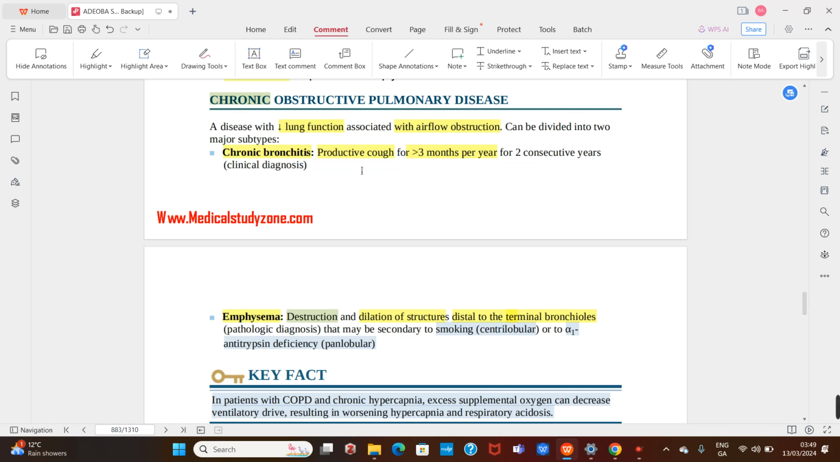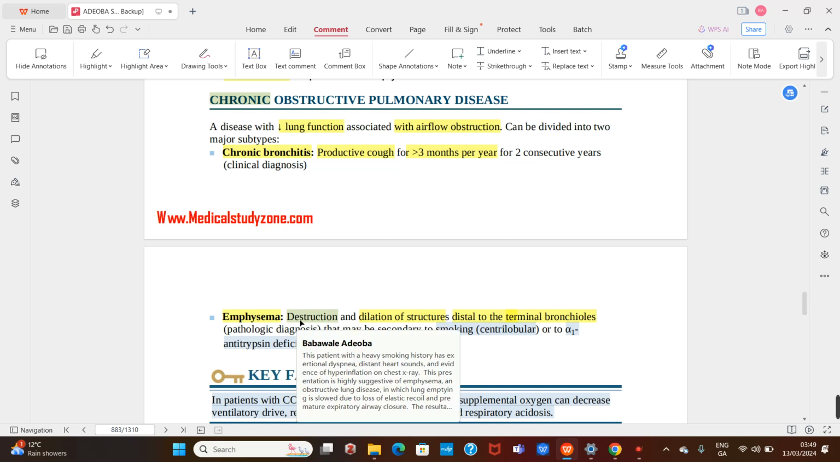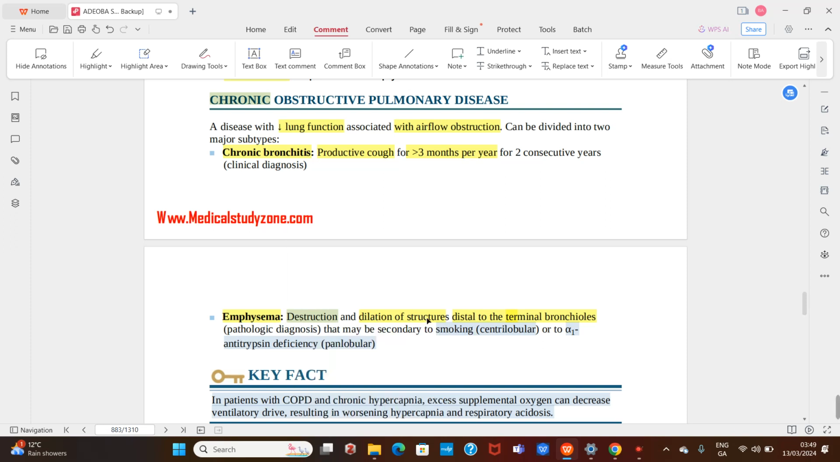Their own problem is not actually with excessive mucus accumulation. Emphysema is different. So that's why their cough might be dry. What is causing the problem in emphysema is the destruction and dilatation of the respiratory structures, that is, the respiratory unit structures that are distal to the terminal bronchioles. I'm sure we remember that from our anatomy.